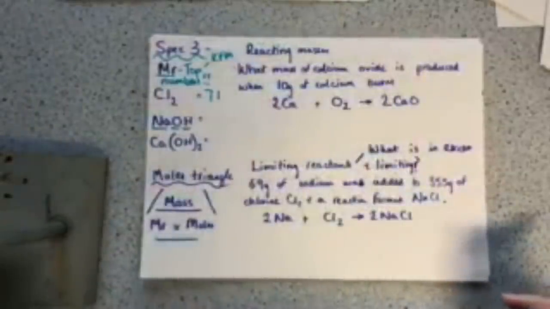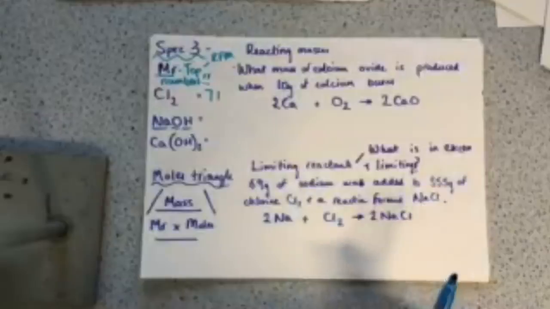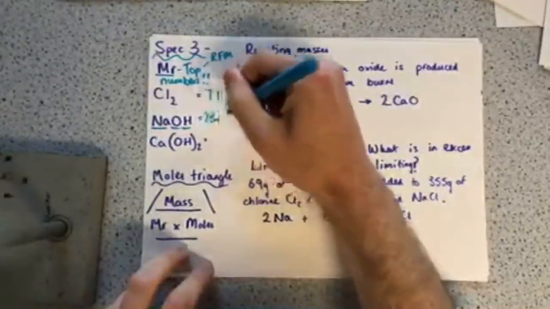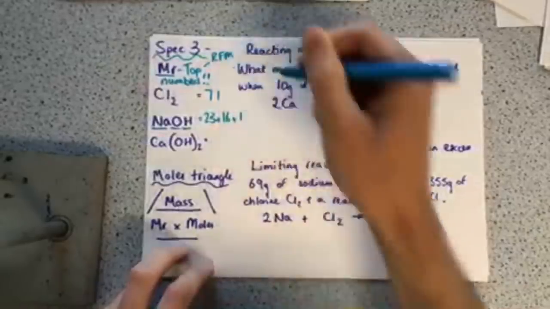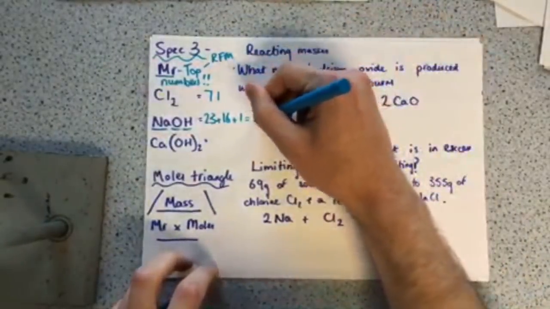Now, key point around MR, sometimes it's called relative formula mass. So you might have heard of it as relative formula mass, but it's also MR as well. They tend to write both in the exams, to be fair. So sodium's top number is 23, oxygen's top number is 16, and hydrogen's top number is 1. So when we add it all together, you get a grand total of 40.